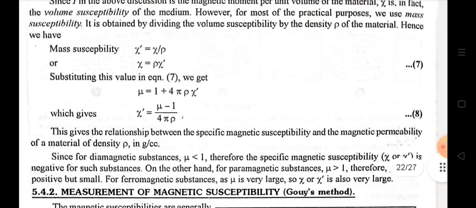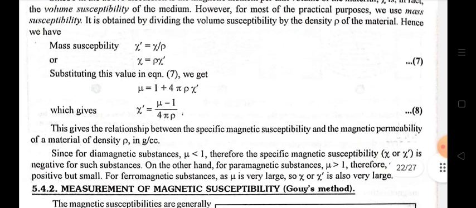This gives the relationship between the specific magnetic susceptibility and the magnetic permeability of a material of density rho in gram per cc. Since for diamagnetic substances mu is less than 1, therefore the specific magnetic susceptibility xi or xi dash is negative for such substances. On the other hand, for paramagnetic substances mu is greater than 1. Therefore, xi or xi dash is positive but small. For ferromagnetic substances, as mu is very large, xi and xi dash are also very large.